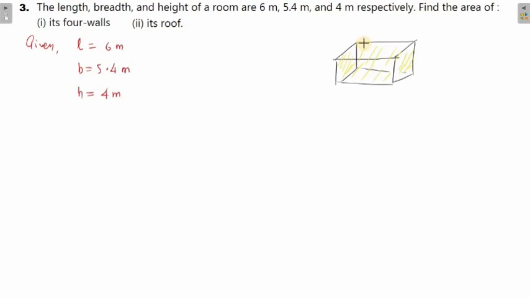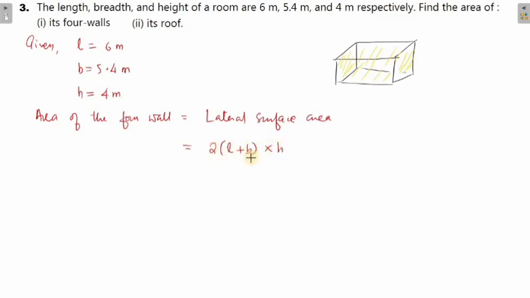The area of the four walls is nothing but the lateral surface area. Let me write it. Area of the 4 walls is nothing but lateral surface area. The formula for lateral surface area will be 2 into (L plus B) into H. So this is the formula for the area of the 4 walls.